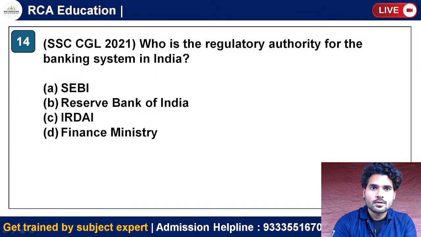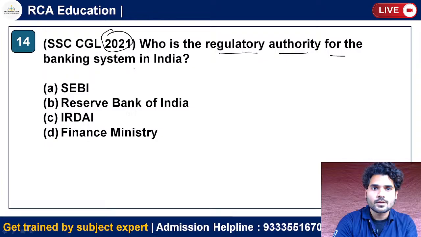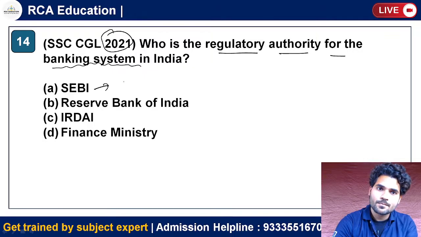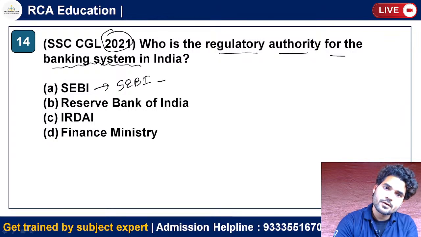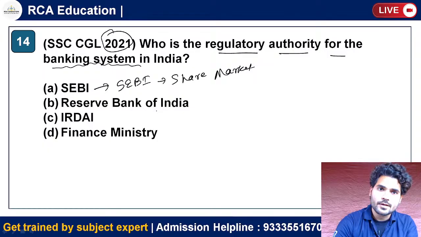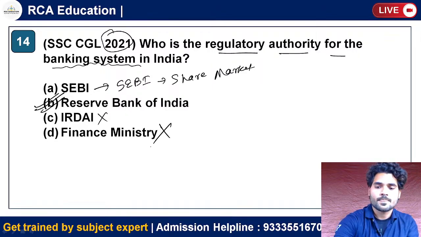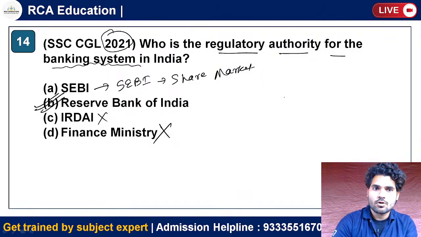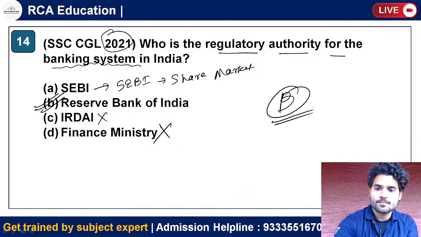Next question is SSC CGL 2021. Who is the regulatory authority for the banking system in India? SEBI is the Securities and Exchange Board of India, which watches the share market. The regulatory authority is RBI. IRDAI is for insurance. Finance Ministry is just the ministry. So the correct answer is option number B.